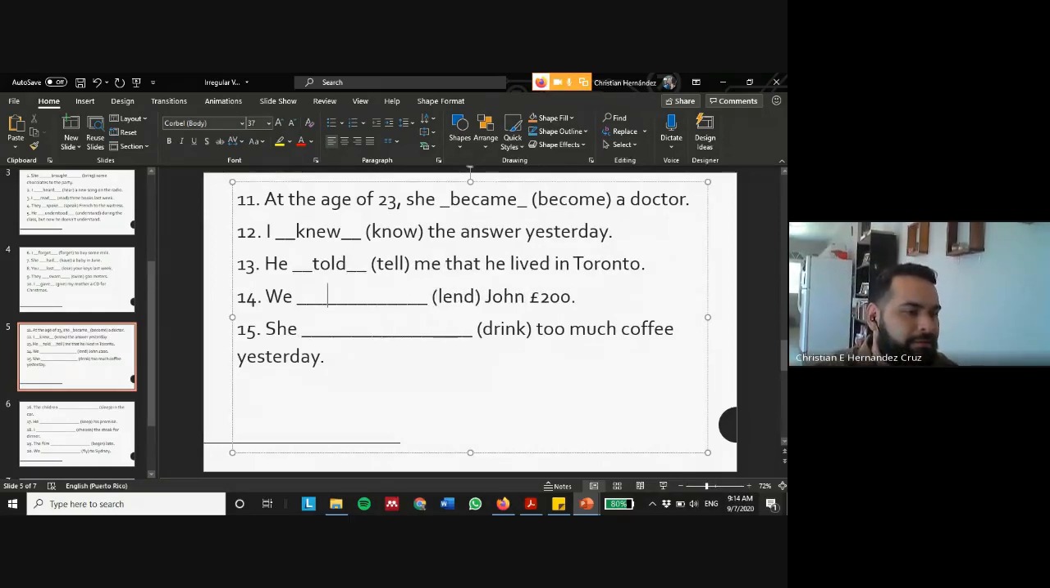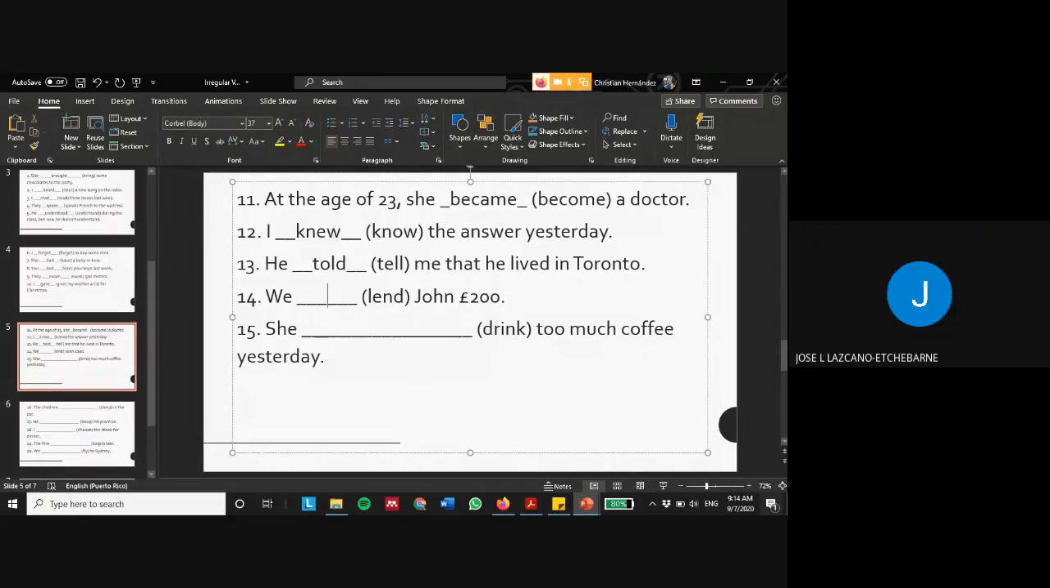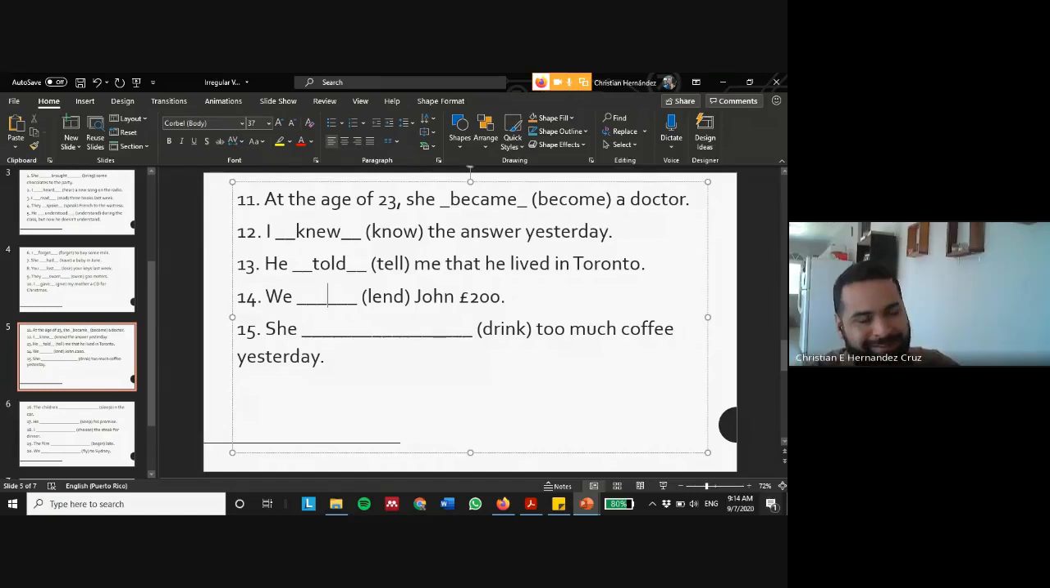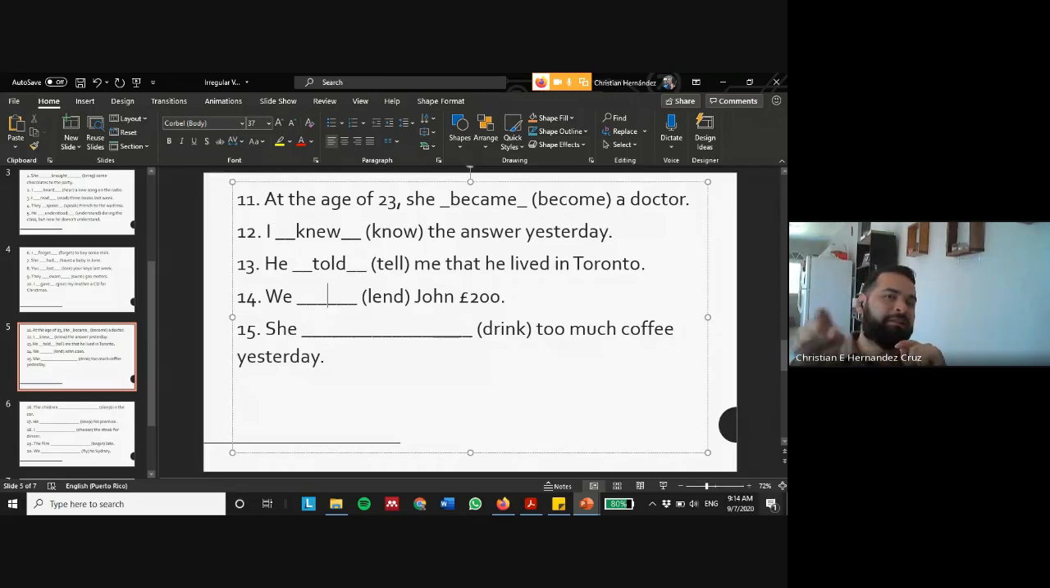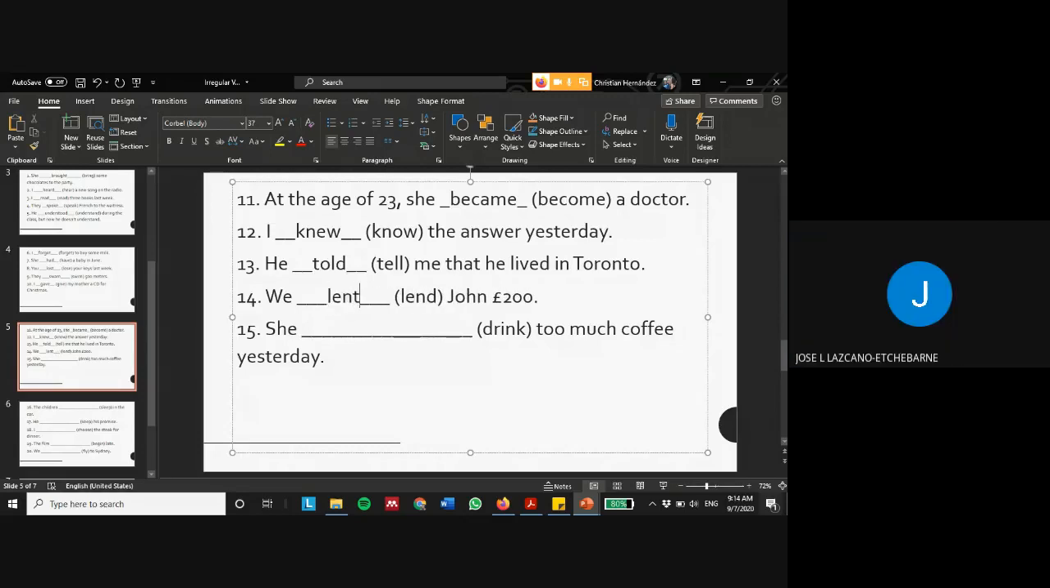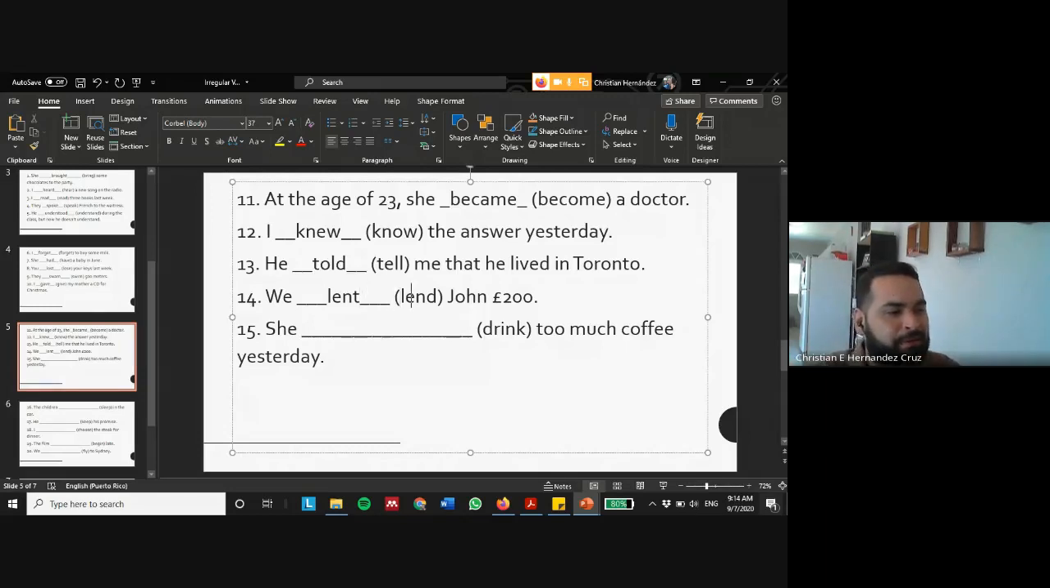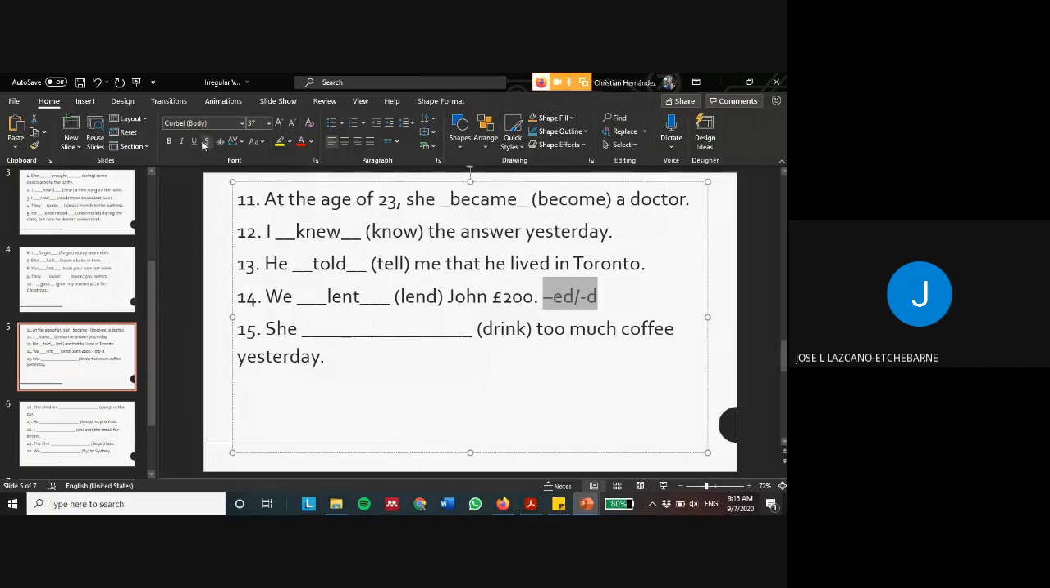We lend John 200 pounds. It's the same, I think. Very close. La última letra cambia. Lended. No, we don't add ed. Recuerda que son there you go. Oh, okay. See, because remember that irregular verbs, you do not add ed nor d. Okay, so gotcha. En este caso no.